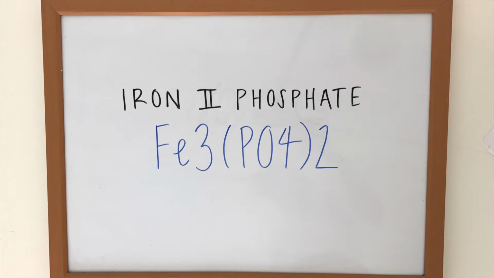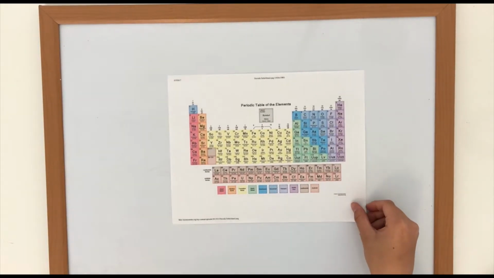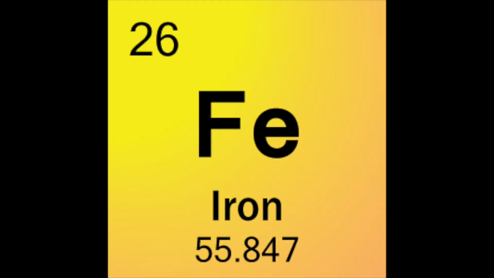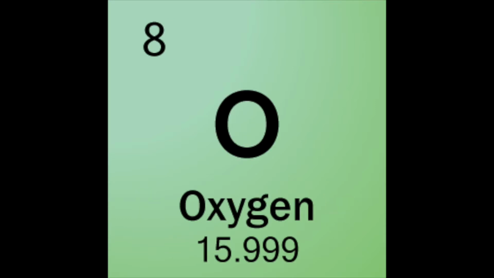This has the molecular formula of Fe3(PO4)2. Remember that our first step is to find the atomic mass of each element, which is located on the periodic table. Iron is 55.85 AMU, phosphorus is 30.97 AMU, and oxygen is 16 AMU.